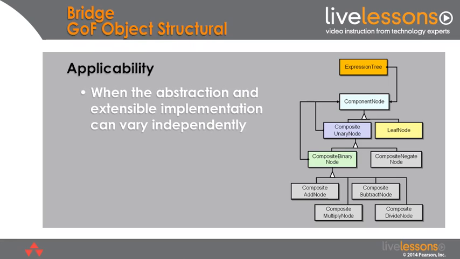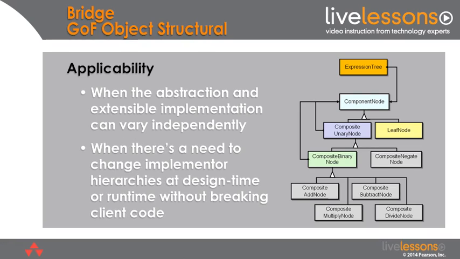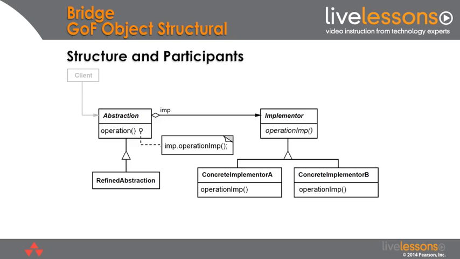When the abstraction and the extensible implementation can vary independently of each other, as was the case in our particular expression tree example, as well as when there's a need to change the implementer hierarchy at design time or runtime without breaking client code. We don't want to have the clients be modified when the implementation hierarchy details happen to change. Let's take a look at the structure and participation in this particular pattern, and we'll map it back to our expression tree case study.